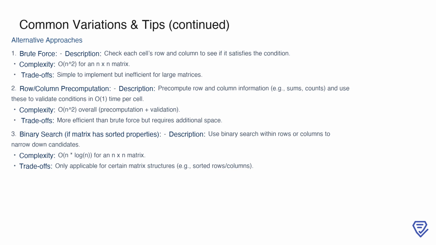If the matrix has sorted properties, you might also consider applying binary search within rows or columns. This approach can bring the complexity down to O(n log n) for an n by n matrix, but it's only applicable for matrices with specific structures, such as those with sorted rows or columns. Each of these methods has its trade-offs, so the best choice depends on the problem's constraints and the matrix's properties.